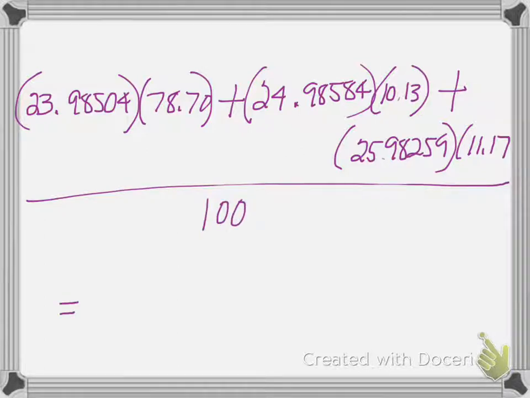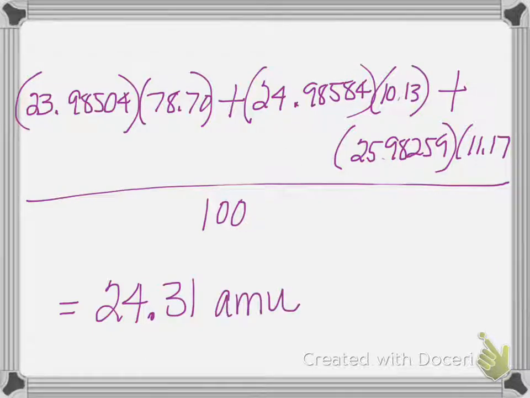So when I do that, and remember, what did I want you to report this to? 2 decimals. So when you do that, you should get 24.31 AMU, because it has a unit, no naked numbers. Okay? Any questions? Or does it seem pretty straightforward?